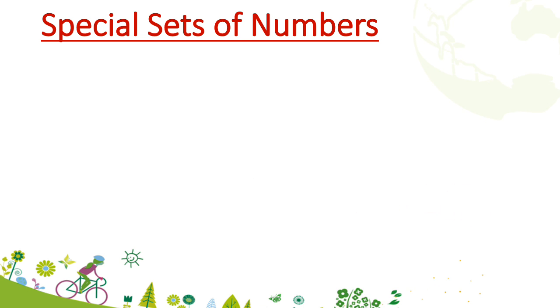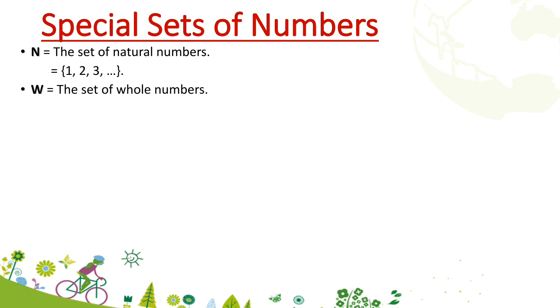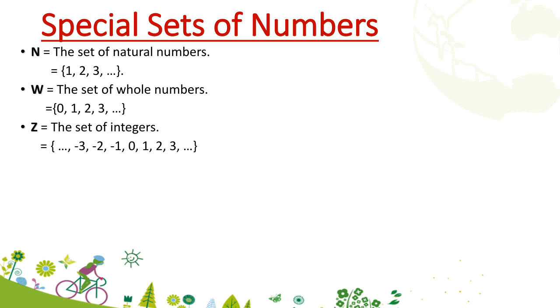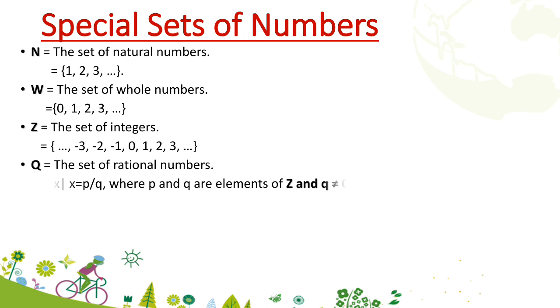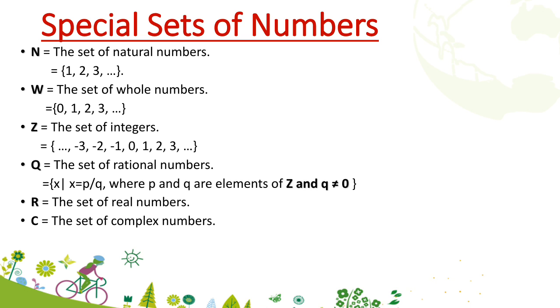The next one is the special sets of numbers. The natural numbers are usually denoted with capital N, and the natural numbers are 1, 2, 3, 4, and so on. W is the set of whole numbers, and Z is the set of integers. Q is the set of rational numbers, all those numbers which are in the form of fractions. R is the set of real numbers, and C is the set of complex numbers.